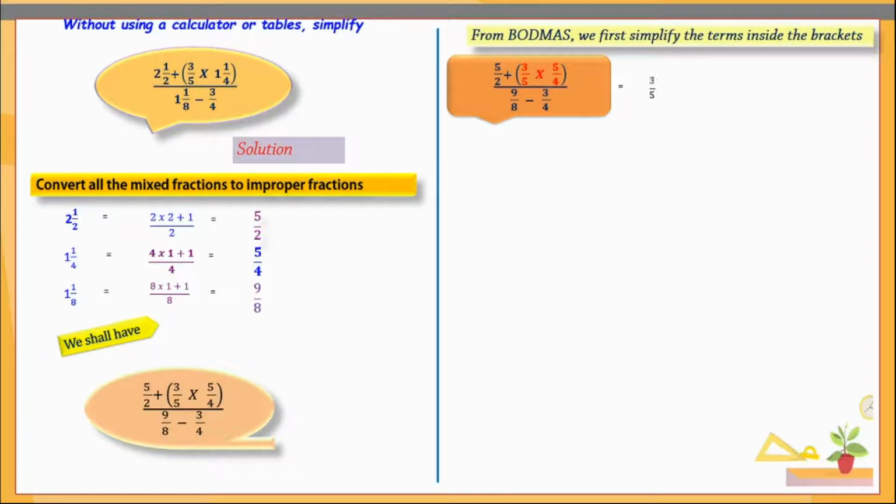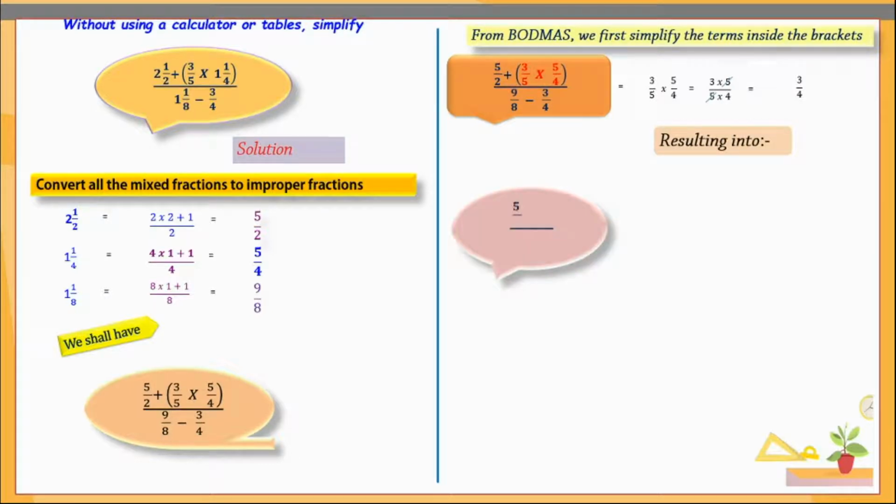So we shall have 3 out of 5 times 5 out of 4. So we shall have 3 times 5 divided by 5 times 4. Of course, we are multiplying the numerators separately as well as the denominators separately. So we shall have 3 times 5 out of 5 times 4. We cancel the 5 because 5 is common in both the numerator and the denominator. So we shall end up with 3 out of 4. Now if we substitute, we shall have 5 out of 2 plus 3 out of 4 divided by 9 out of 8 minus 3 out of 4.